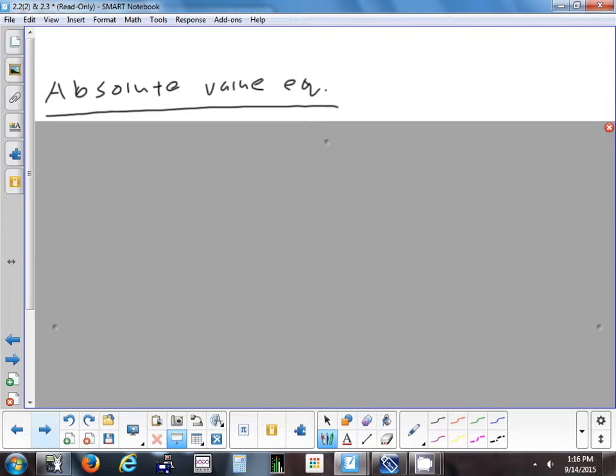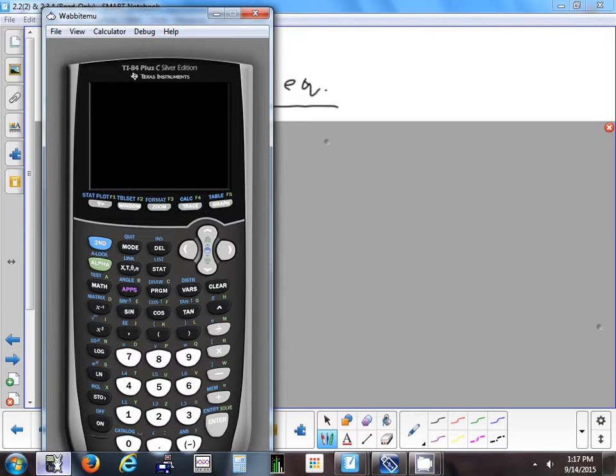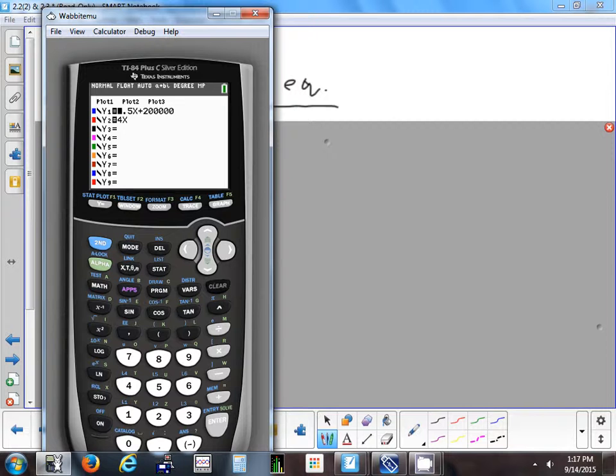All right, absolute value. Does anybody know what shape an absolute value is if you graph it? Is it like a V? Yep, exactly. It's a V shape. Good job. Okay, the reason it's a V shape, let me show you.